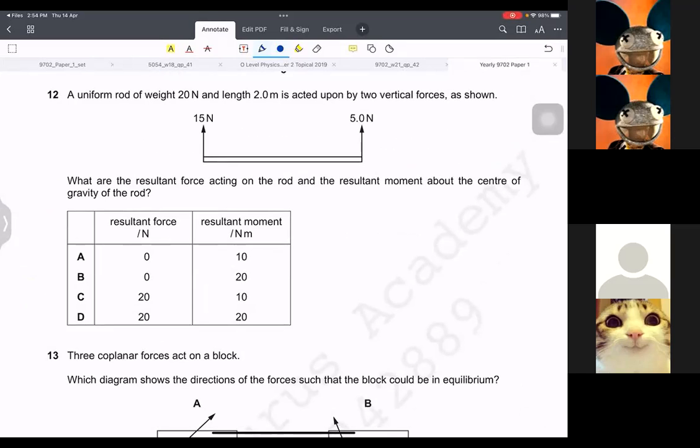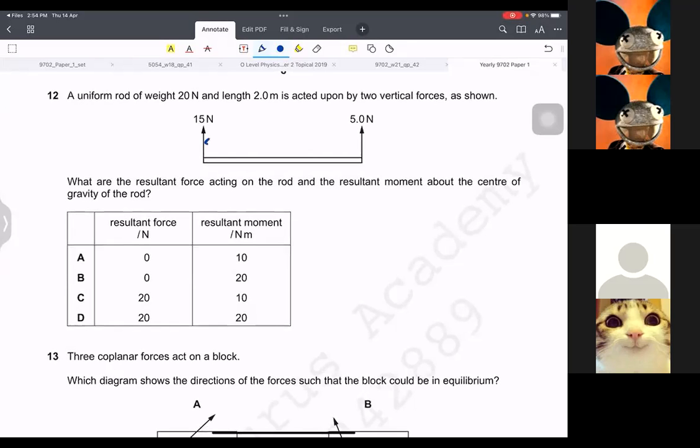The uniform rod of weight 20 of 2. So basically we're saying that this is like 2 and at the center there has to be a weight of 20. Resultant force. The resultant force should be, I think, 0. The reason behind this is because upward forces minus downward forces add up to 0. Now these are wrong. Now let's check moment.